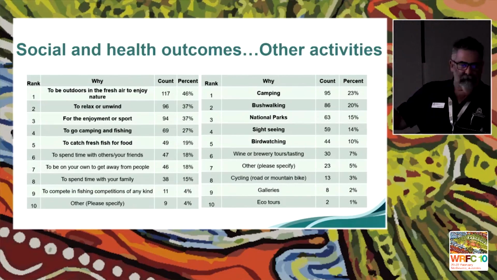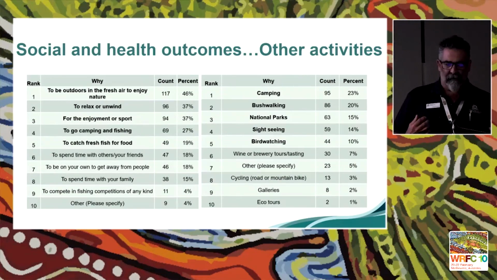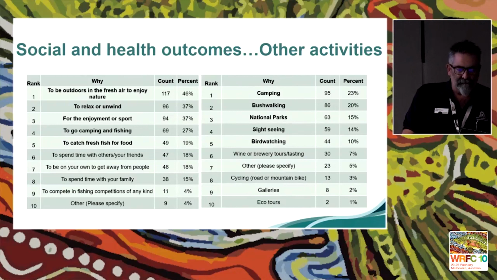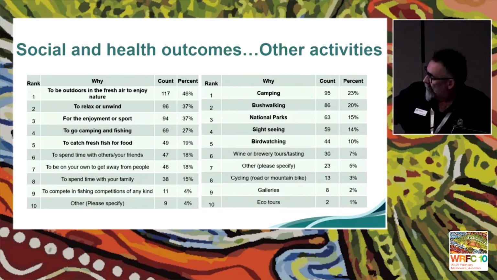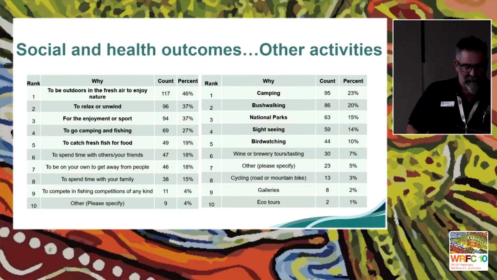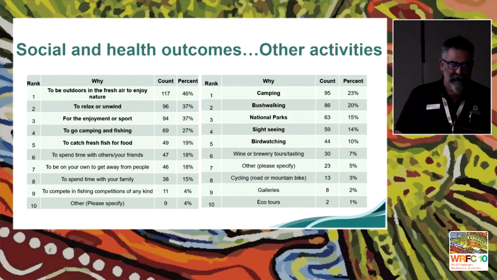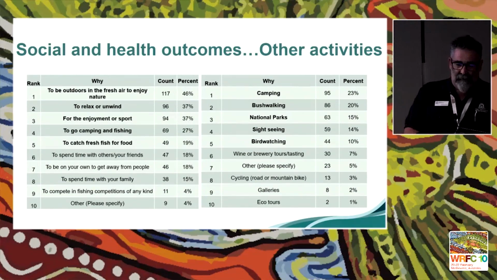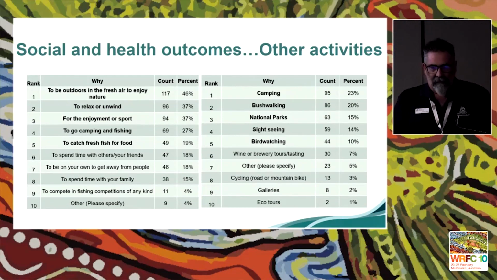So we also asked some of the social and health questions around that, so we can understand what the social and health outcomes were. Certainly getting outdoors, being able to spend time with their friends, but also some weird ones about 18% of people wanted to spend time with their others or their friends, and 18% also wanted to be away from people, so got to try to figure that one out. But, and why they were out there, the other things that they were doing, just enjoying the great Aussie outdoors.